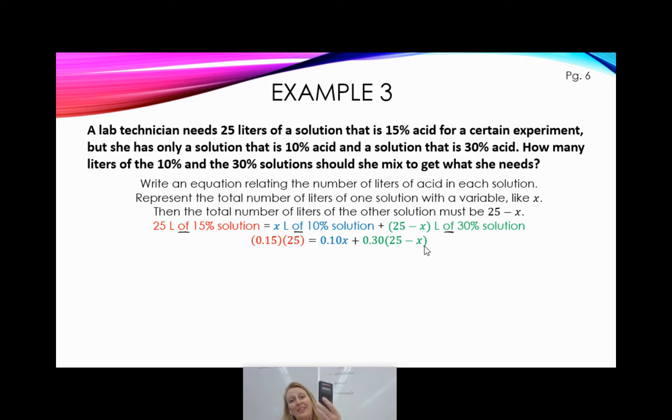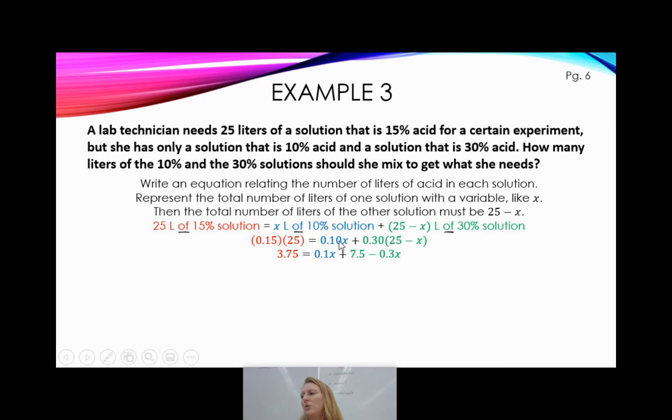I hope you also have a calculator handy because I have a feeling we're going to need that. In fact, I'm going to use it right away because I don't know what 0.15 times 25 is. So 0.15 times 25. And it looks like this becomes 3.75.